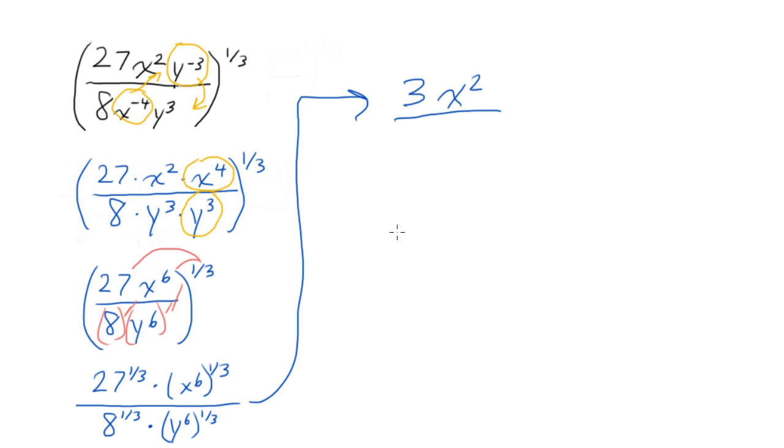That's in the numerator. In the denominator, the cube root, or the third root, of 8 is 2. That is, 8 to the 1/3 power is the same as the cube root of 8. And y to the 6th to the 1/3, same trick as in the numerator. We're going to multiply 6 times 1/3. So we have y to the 2nd power, or y squared. So that's it. That is the simplified version of what we started with. I hope that helps.